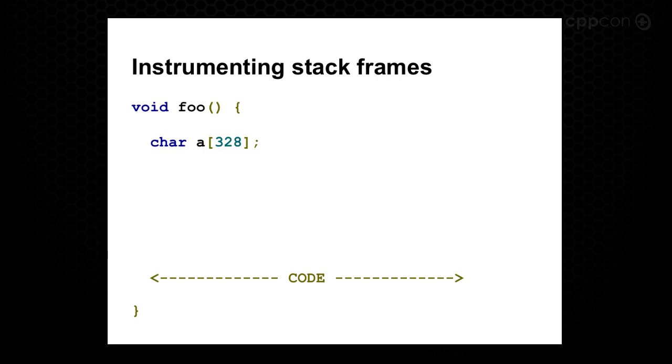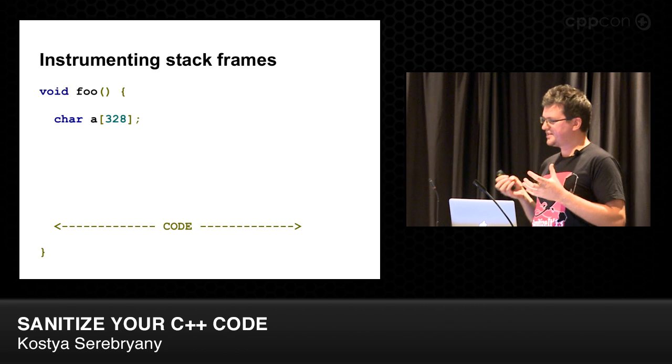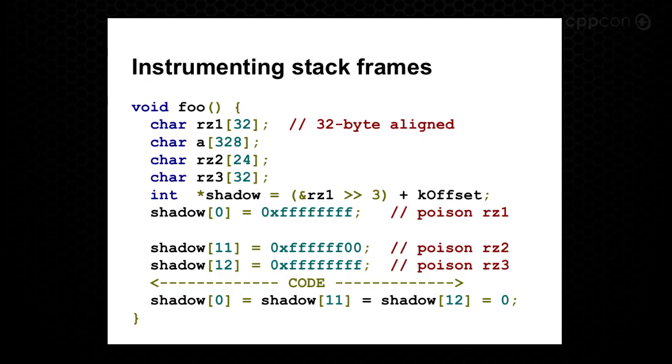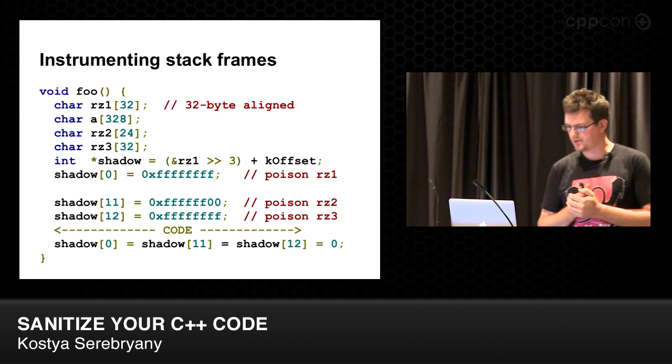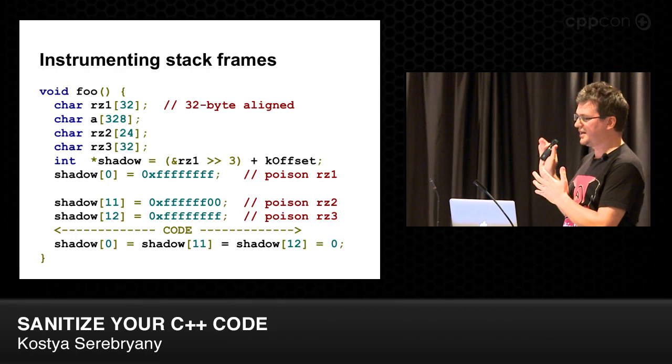Now we have to make sure that bad memory is actually marked as bad. We call it poisoned. Suppose we have a stack variable in a function. What we need to do is put red zones around that stack variable so that we can poison the shadow that corresponds to those red zones. And that's basically how we do it.